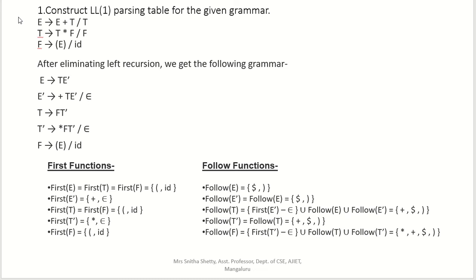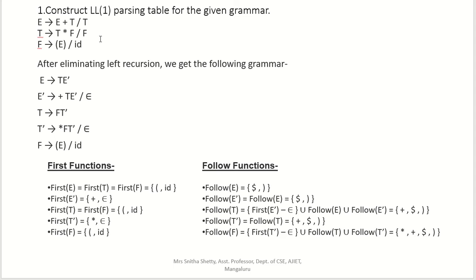Just read the question. Construct the LL1 parsing table for the given grammar. So this is the question. See, they have given the grammar. So what is the grammar? E gives E plus T bar T, T gives T star F bar F, F gives E or ID. So this is the given grammar.